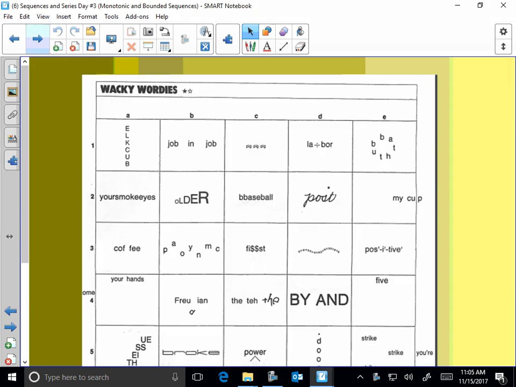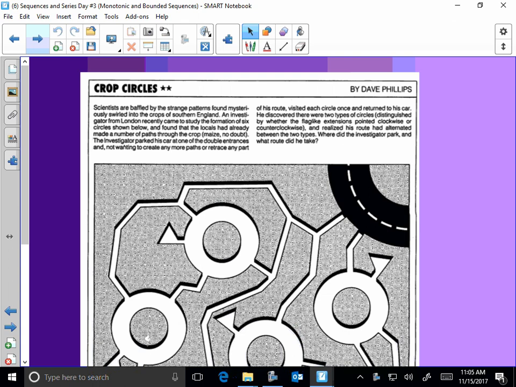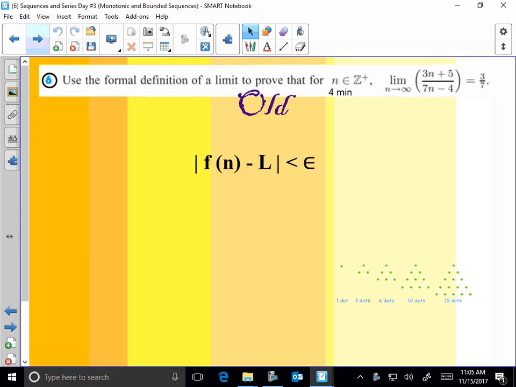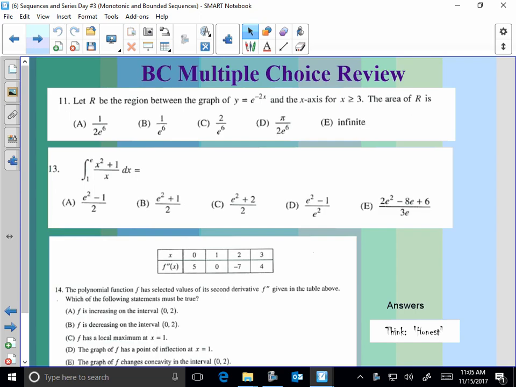Let's talk. I don't know what this garbage is. Wacky wordies. Do that later on your own time. Crop circles. Hold assignment. Those are Doc Sauer's puzzles.